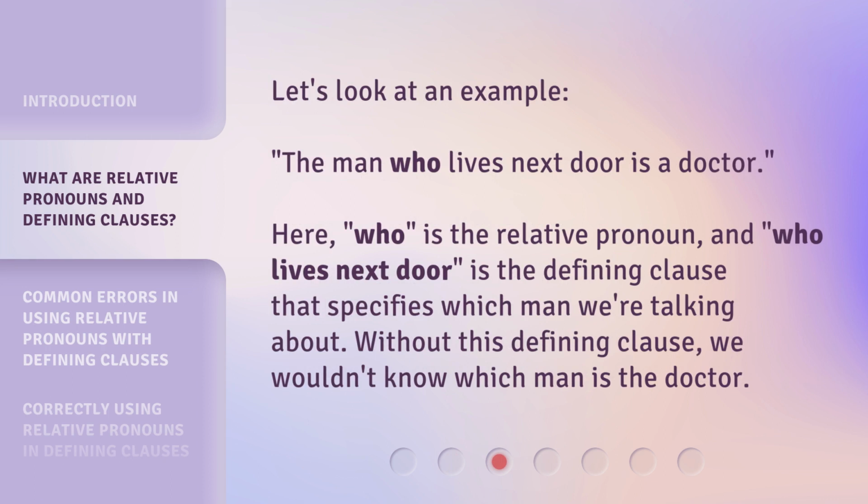Let's look at an example. The man who lives next door is a doctor. Here, who is the relative pronoun, and who lives next door is the defining clause that specifies which man we're talking about. Without this defining clause, we wouldn't know which man is the doctor.